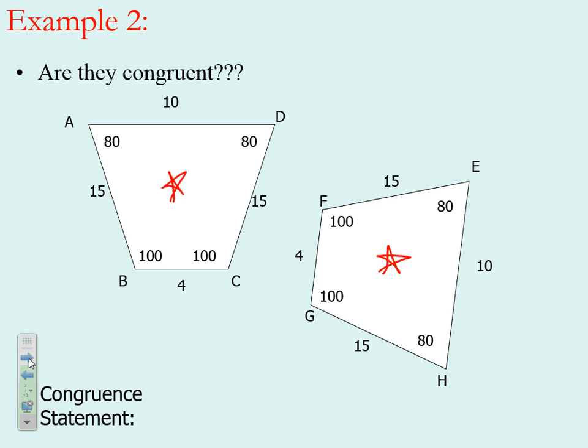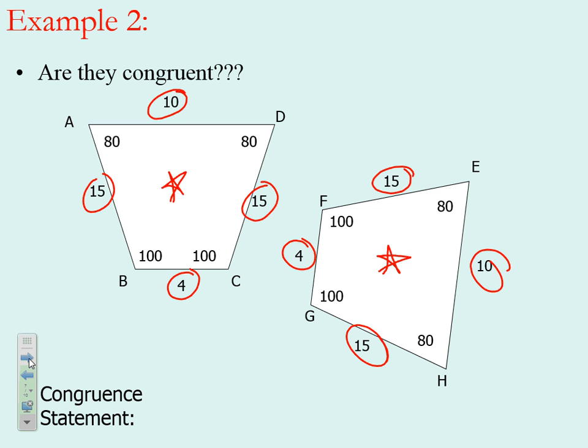That looks good too. 10, 10, 15, 15. It's looking like all of these pieces will match. This 15 matches with this one. This 4 matches with this one. Because all of the angles inside and all of the sides outside match or are congruent, because all of the pieces are congruent, we can say that these two figures are congruent.